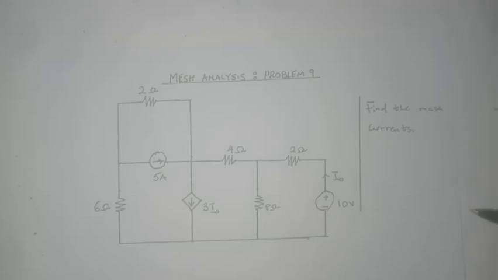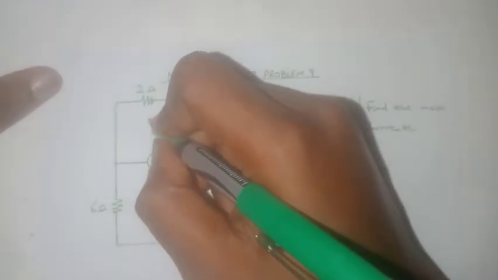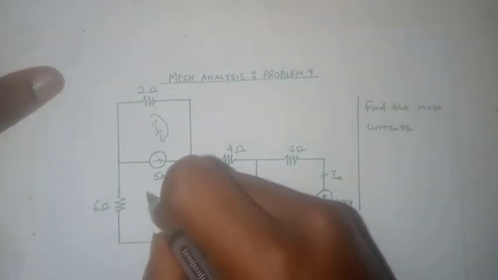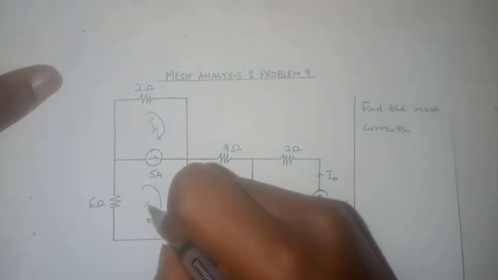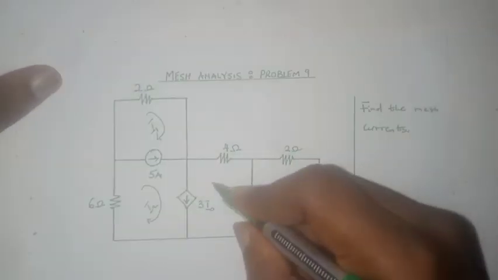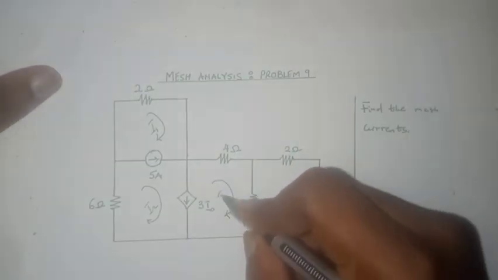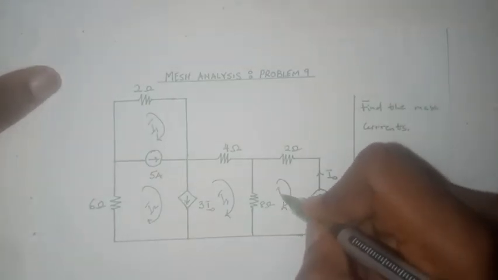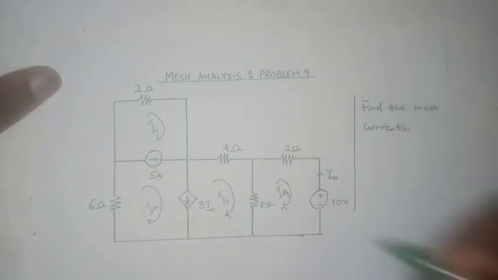Welcome. In this video, we are required to find all the mesh currents in this circuit. Let's get right through it. The first thing we want to do is assign mesh currents to all the meshes. So if this is our mesh 1, the current in it would be I1, and with mesh 2, the current in it would be I2. Mesh 3 would have a current of I3, and mesh 4 would have a current of I4.